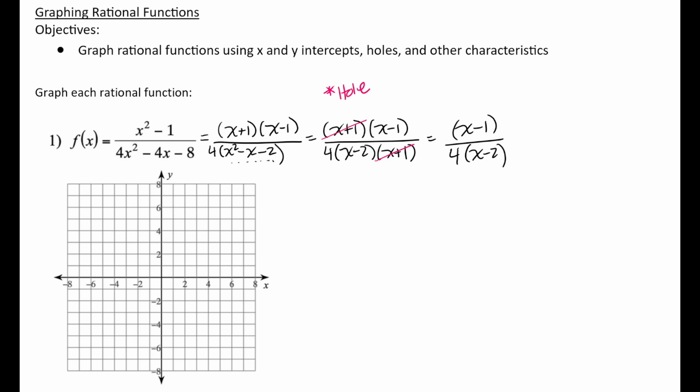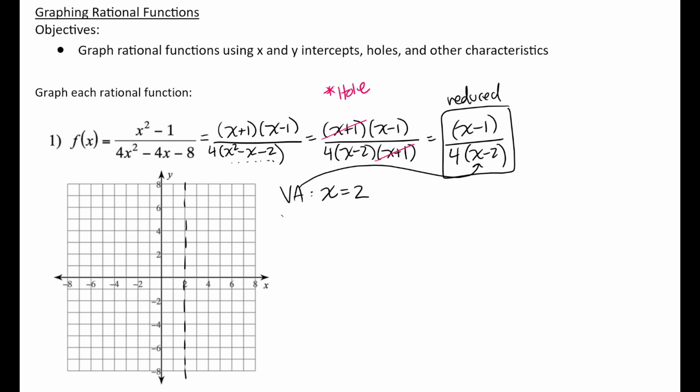Okay, so let's go ahead and start by finding, of course, the vertical asymptote. We're going to be using the reduced function. Okay, the only thing that will make the denominator equal 0 is 2. So we have an asymptote at x equals 2. Let's go ahead and graph it.